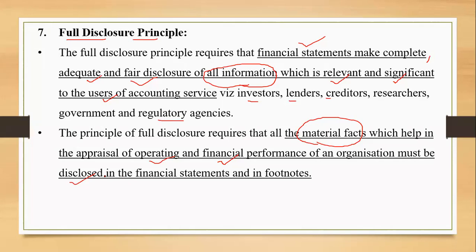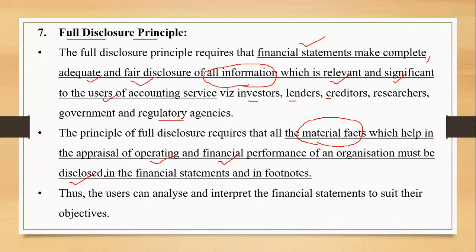Material facts, all information which has some significant importance to the various users, need to be disclosed in financial statements, and they help the users to conclude something about the operating and financial performance of the company. The users can analyze and interpret the financial statements to suit their objectives. We all know that various users are there, so they have their objectives also. In chapter 1, we are already done with that. Accordingly, they will be analyzing and interpreting the results.